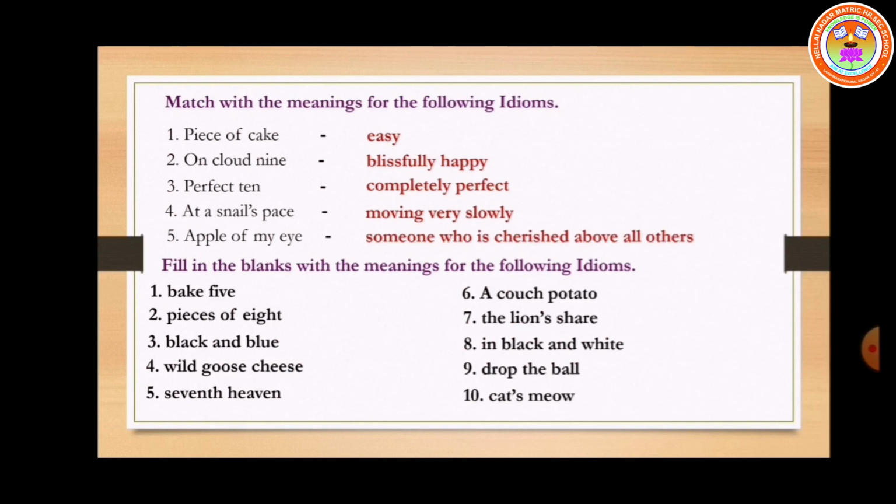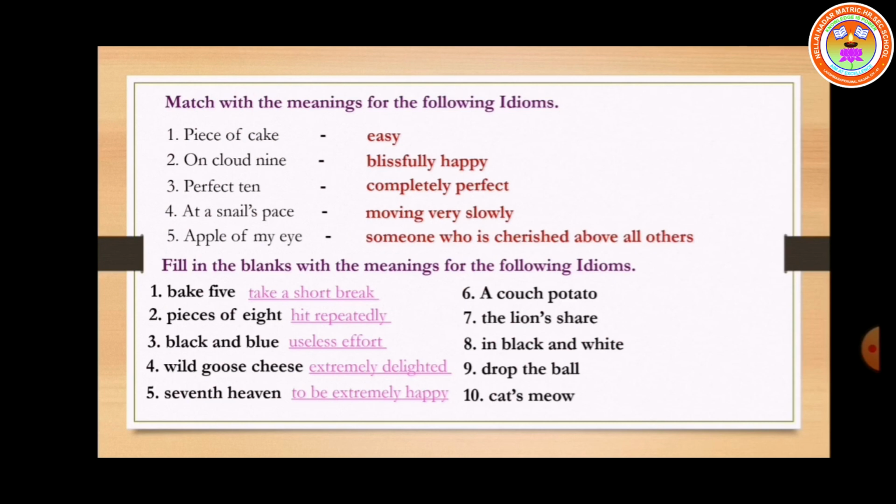Next one, fill in the blanks with the meaning of the following idioms. You are going to write the meanings. Bake 5, which means take a short break. Then pieces of 8, the meaning of it is hit repeatedly. Then third one, black and blue, useless effort. Then fourth one, wild goose geese, extremely delighted. Then fifth one, seventh heaven, which means to be extremely happy.